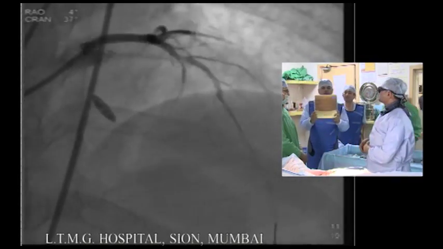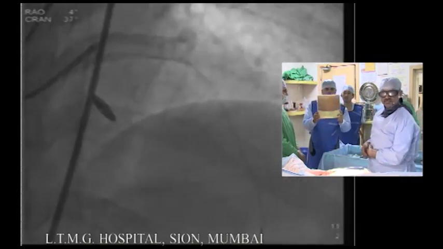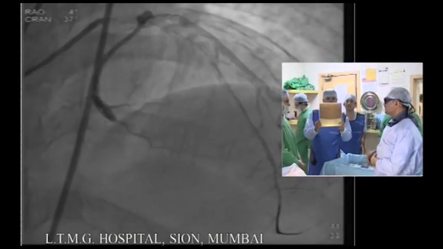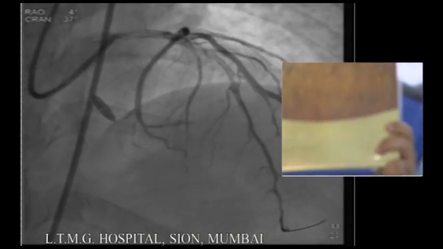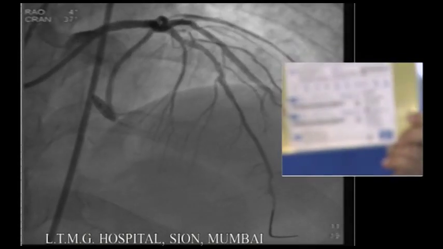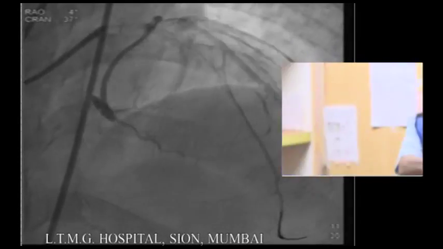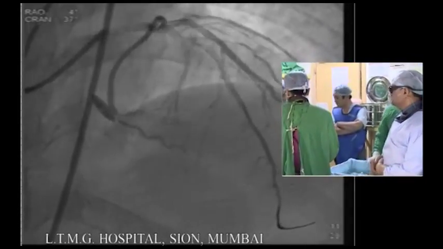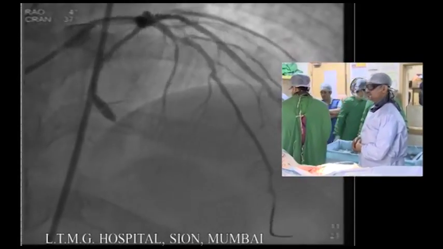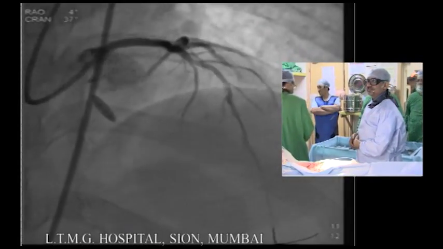Let's make the OCT ready. 3 by 2.5, the length is 60. OCT ready kar. I have a question. Why didn't you do an OCT before stenting? Just to get an idea of what the size is and so on.